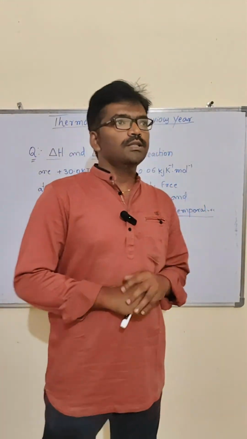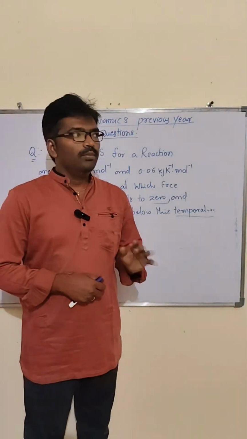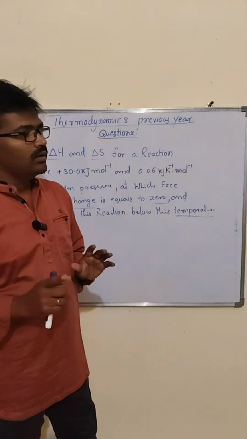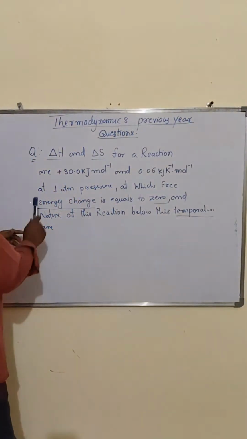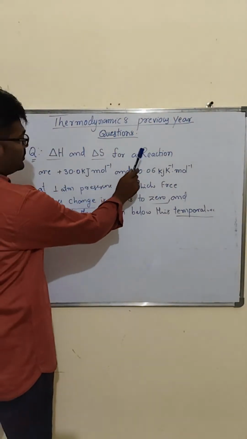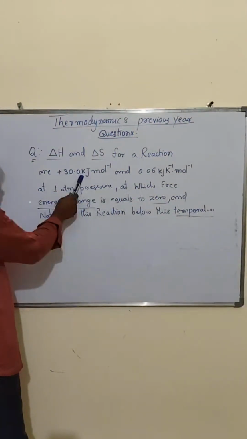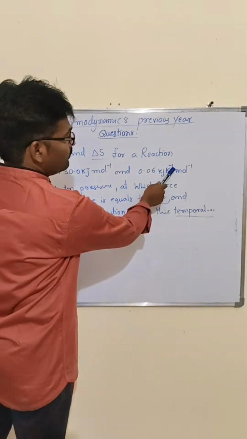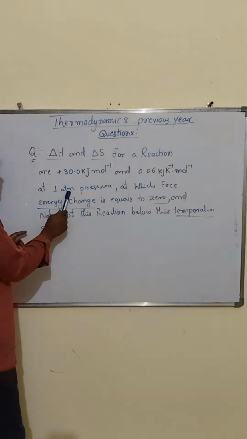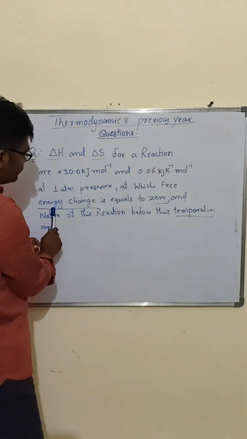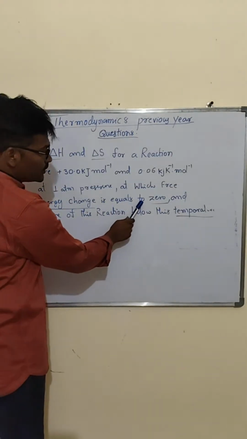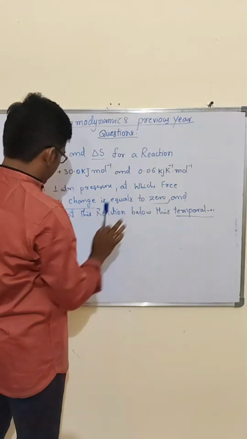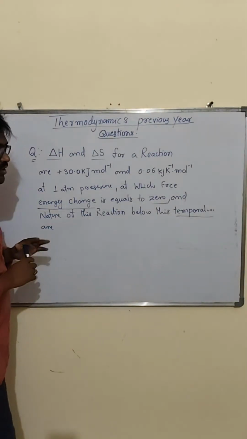Today, we are going to discuss the remaining previous year questions in the Thermodynamics chapter. Look here. One question is: delta H and delta S for a reaction are 30 kilojoules per mole and 0.06 kilojoules per Kelvin per mole at 1 atmospheric pressure. At which temperature is the free energy change equal to 0, and what is the nature of this reaction below this temperature? So this is the question.